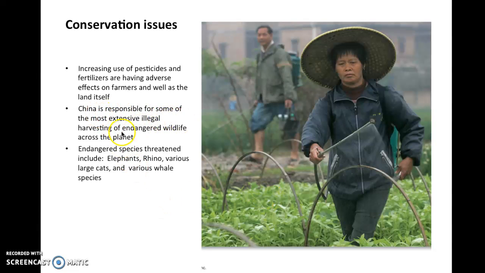China is responsible for some of the most extensive illegal harvesting of endangered species across the planet, and endangered species that are threatened include the elephants, rhinos, various large cats, and various whale species.